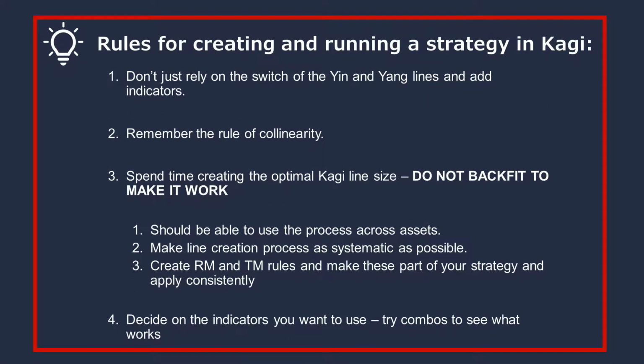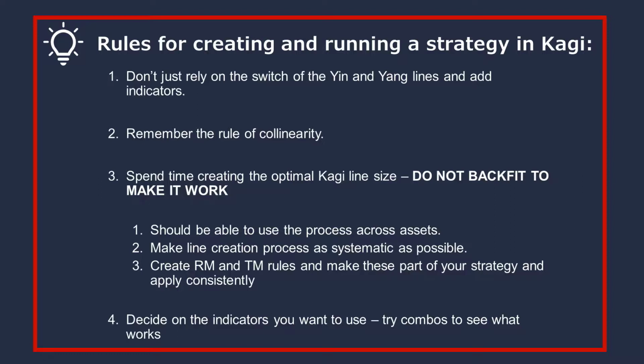Right, just recapping the rules that we need to deploy when running a strategy in Kagi. So first of all, don't just rely on that switch between the yin and yang lines. Add indicators, add chart patterns. It's all going to boost the probability of success. Remember that rule of collinearity, the crucial rule in technical analysis. Add together independent factors that confirm your decision making.